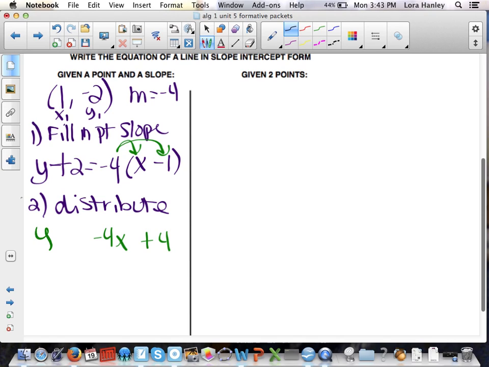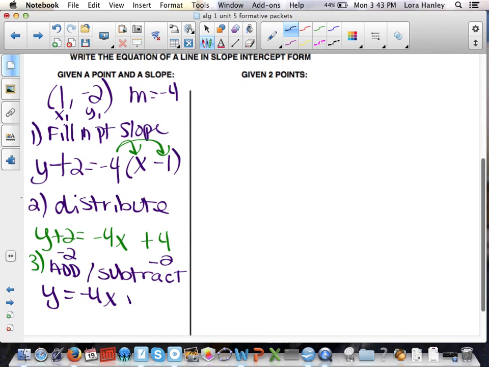Bring down your y plus 2, and that will take us into step 3, which is to add or subtract the number that is next to y. Since it is a +2, we have to subtract it, and whatever you do to one side, you must do to the other. So when you simplify, we'll end up with y equals -4x plus 2. This equation is now in slope-intercept form.